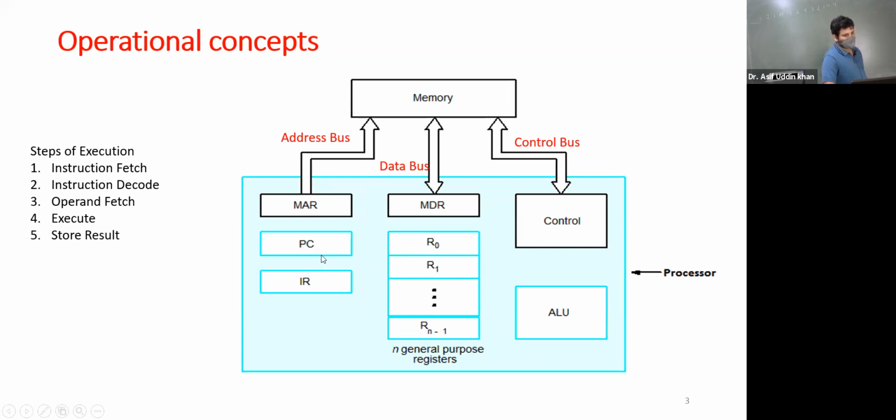Now the PC, program counter, gives the address of the next instruction to be executed. All instructions and data are present in memory, because whenever you write a program and give data to the program, it is stored in the memory. So all instructions of the program and data are fetched from memory, then they come to the processor and are executed after that.